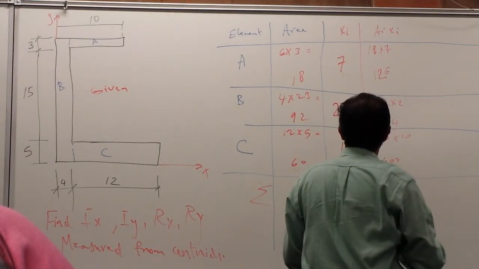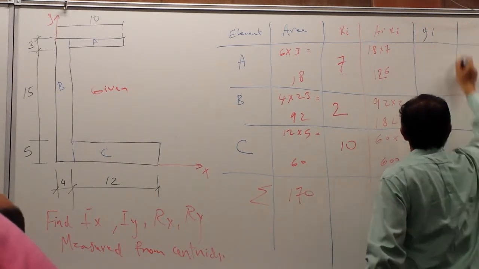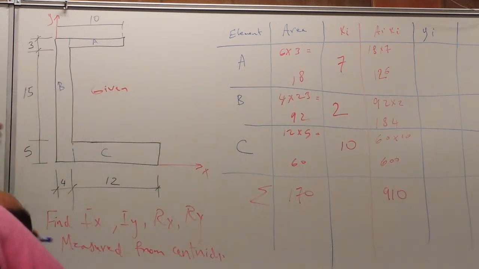Next, the y's. A is 21.5. The first one is going to be 5 plus 15, is it 20, plus half of the 3. Correct? 21.5. Everybody?